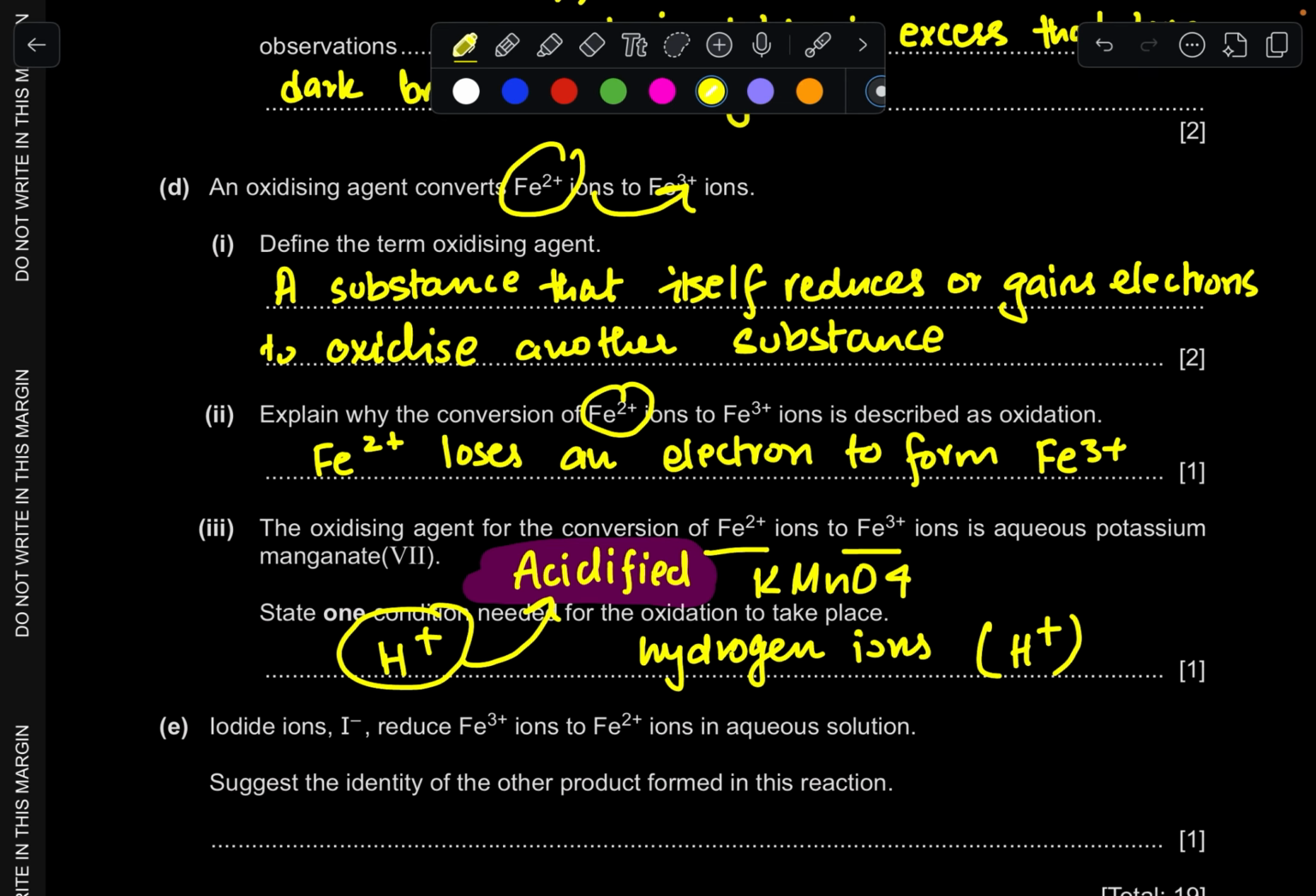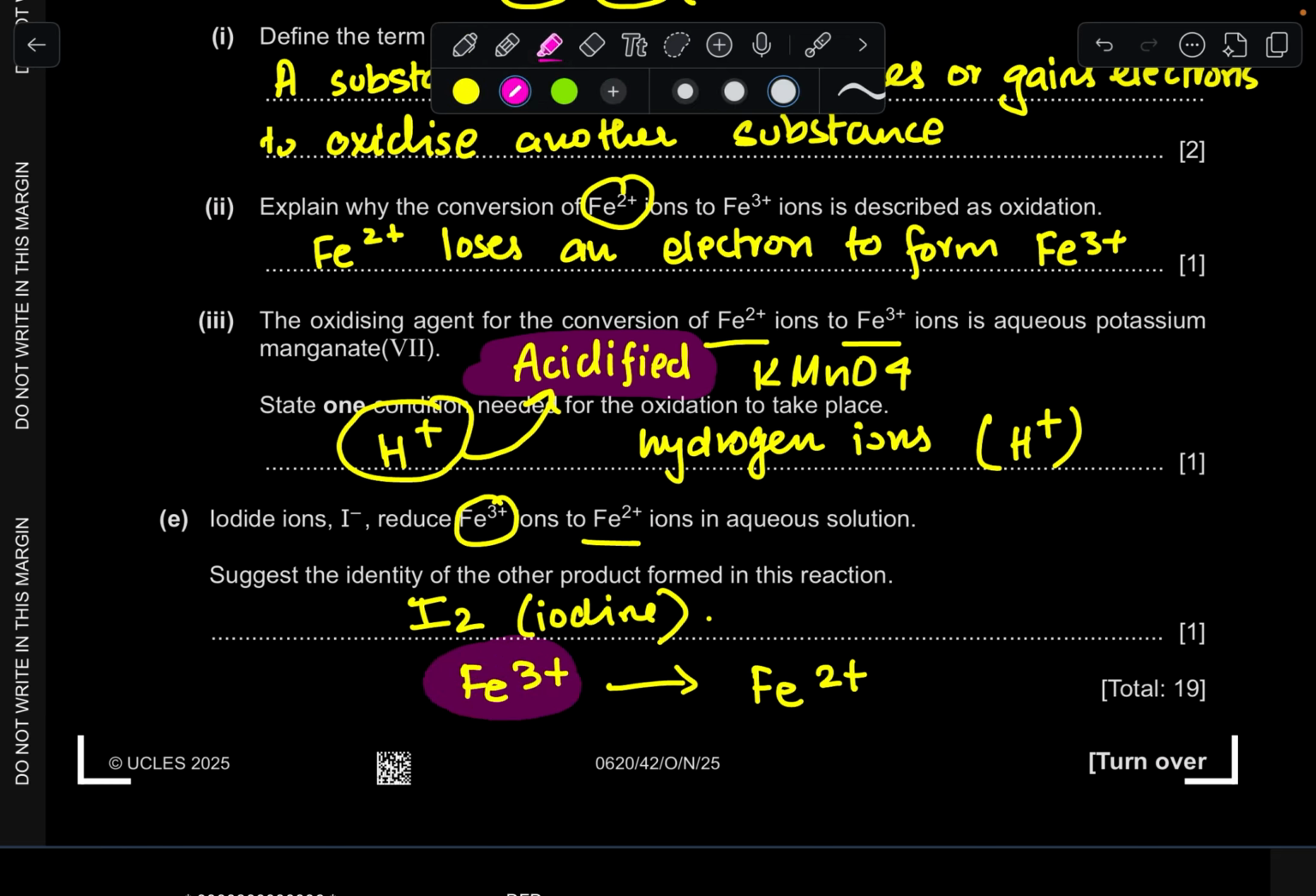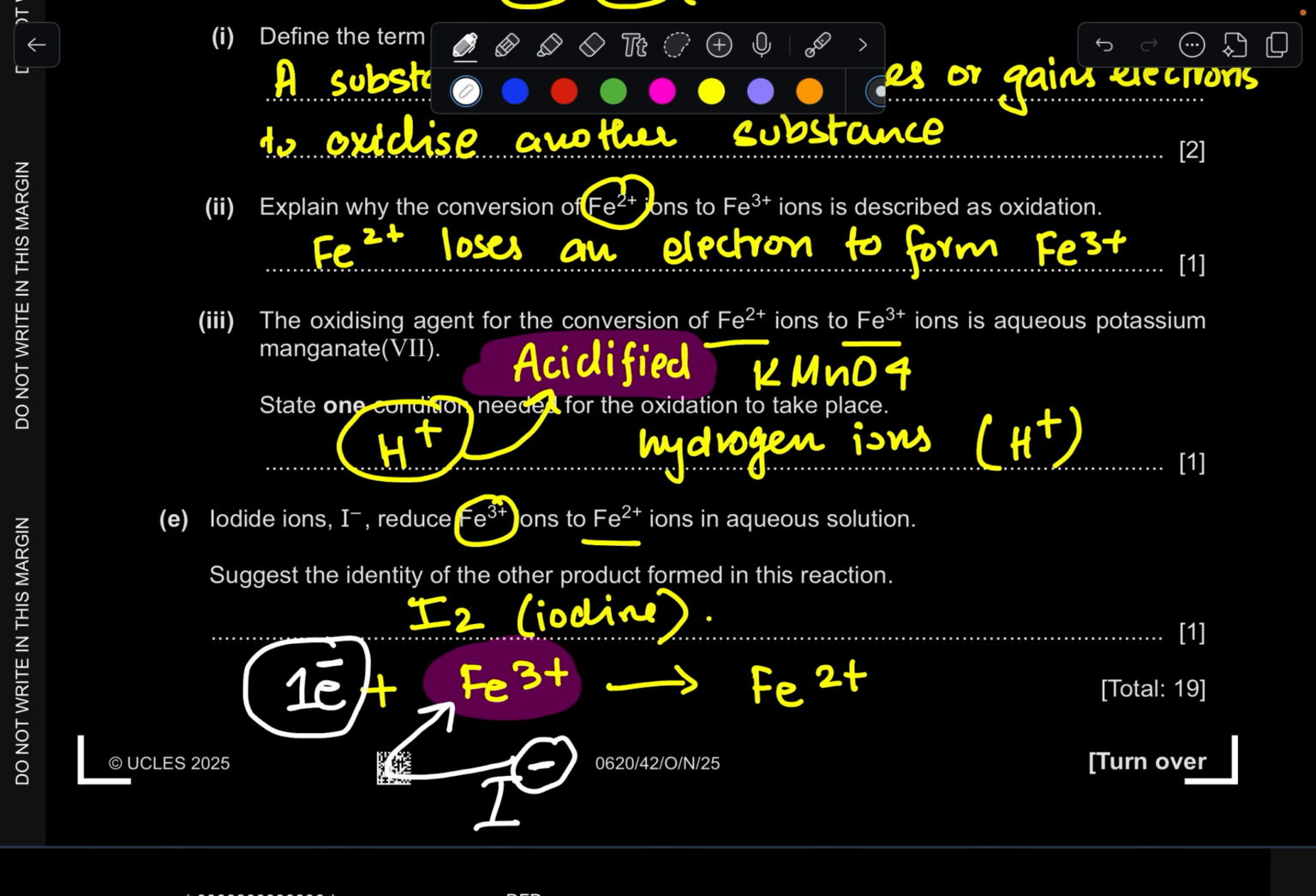Iodide ions reduce Fe3+ to Fe2+ in aqueous solution. Suggest the identity of the other product formed in this reaction: iodine, or you can write I2. Why? Because look, Fe3+ is going into Fe2+. So basically, what does this Fe3+ do to go into Fe2+? It gains 1 electron. And from where does it gain that electron? From iodide ions. Iodide ion is going to give this electron to Fe3+ and itself form I2, right? So that's the reaction, that's where this Fe3+ gets its electron from an iodide ion.